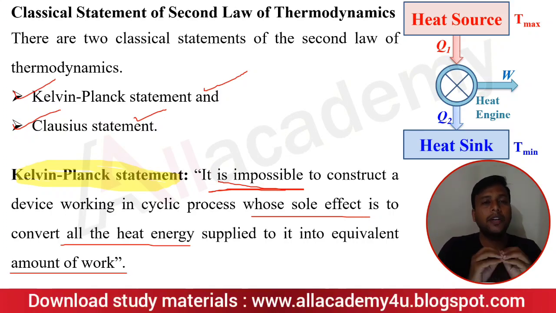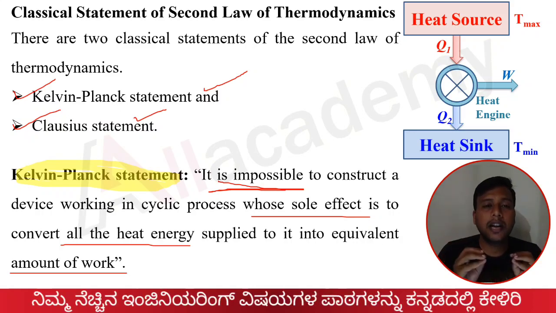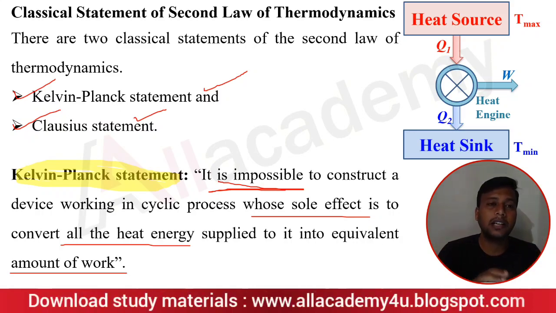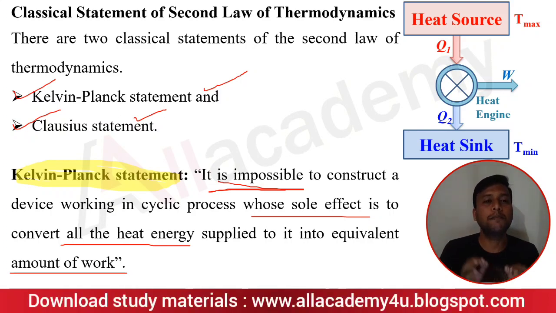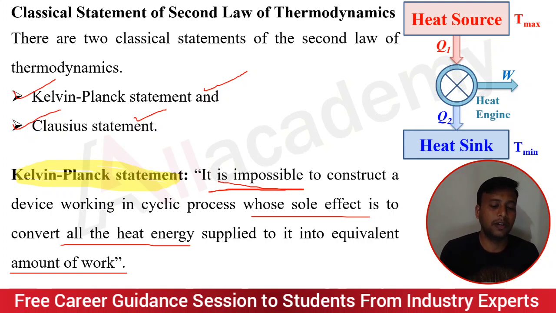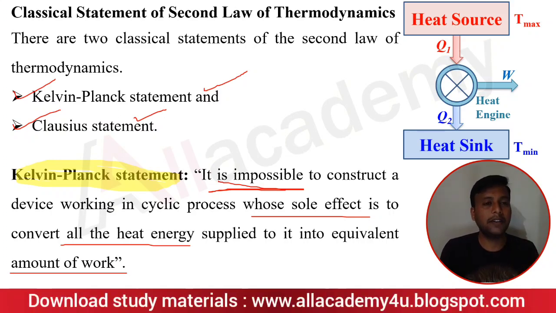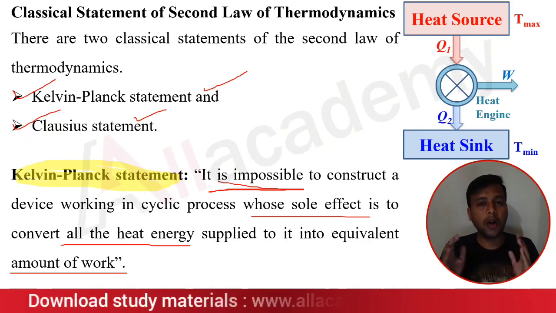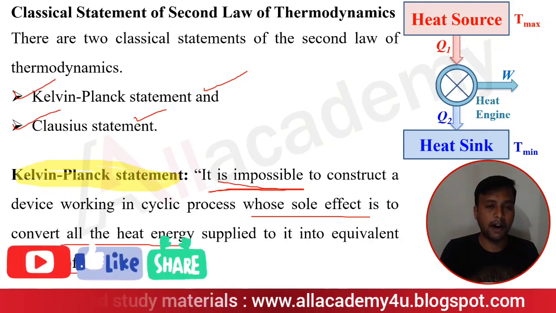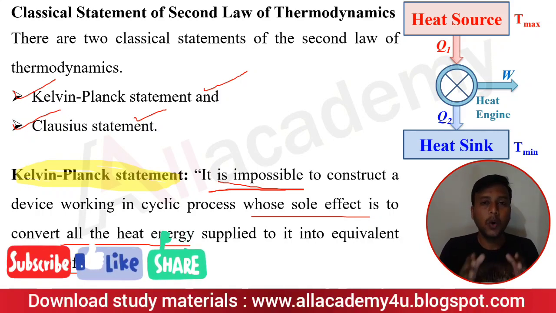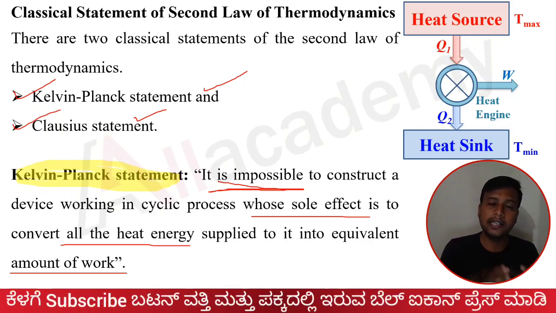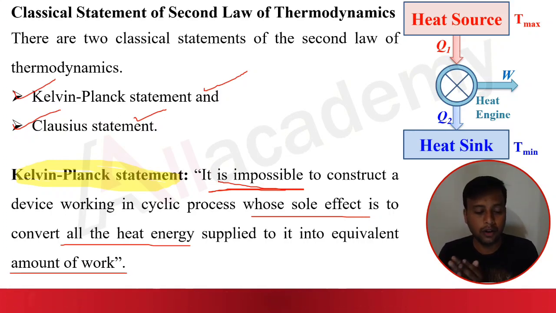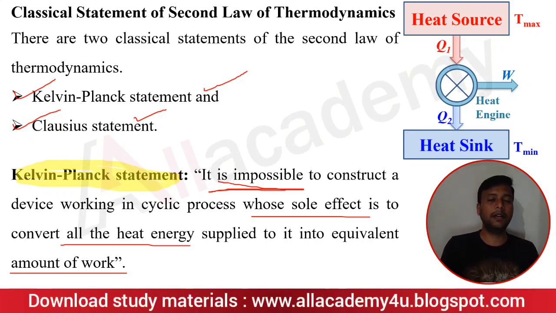It says that we cannot construct a device which can be 100% efficient, or which can convert all the heat energy into useful work. That is the simplest definition of the Kelvin-Planck statement. Once again I will repeat: it is impossible to construct a device working in a cycle whose sole effect is to transfer all the heat energy supplied into an equal amount of useful work. So this is a simple definition of the Kelvin-Planck statement.